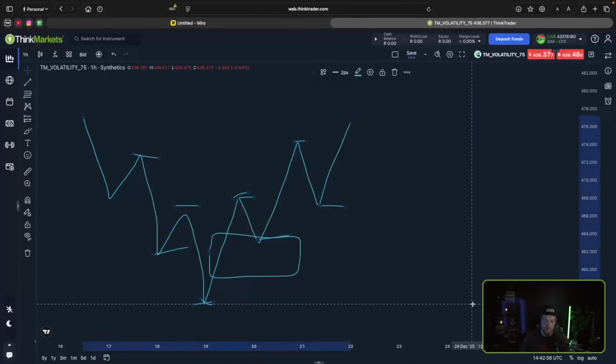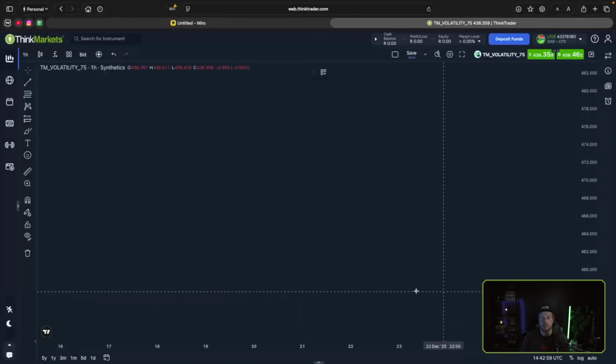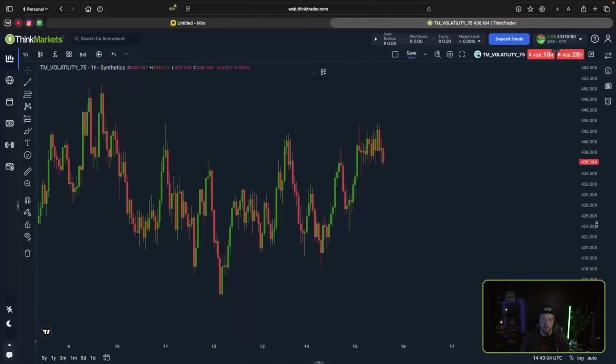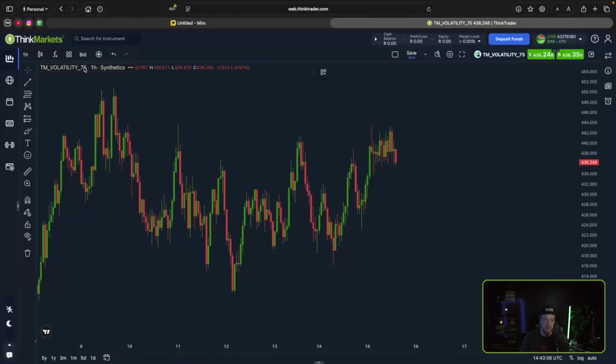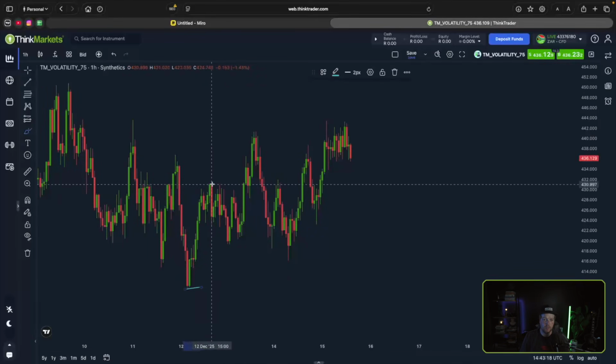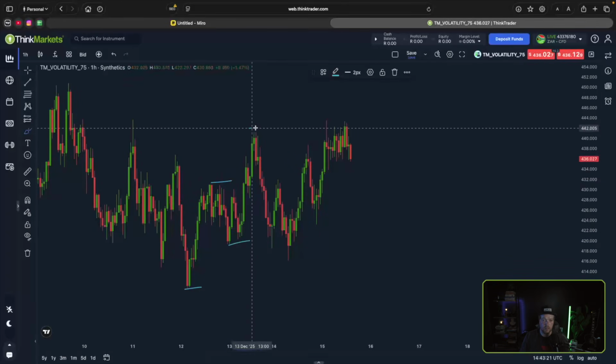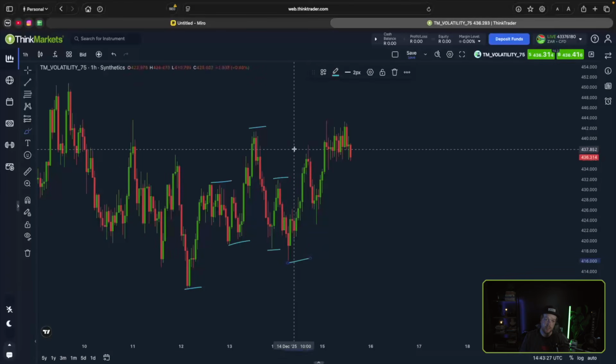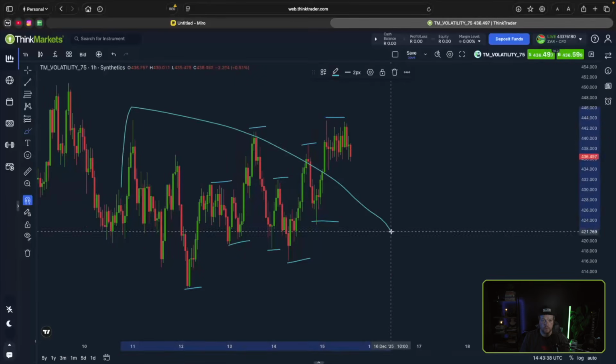With no further ado, let's get straight to the chart and I'll show you some examples. We are currently here on volatility 75 on ThinkMarkets. If we look at the most recent piece of price action, we have our low, high, low, high. Then we made a low, high, low. We broke the high, so again high, low, high. And now we're waiting for a new high or a new low to form right over here.